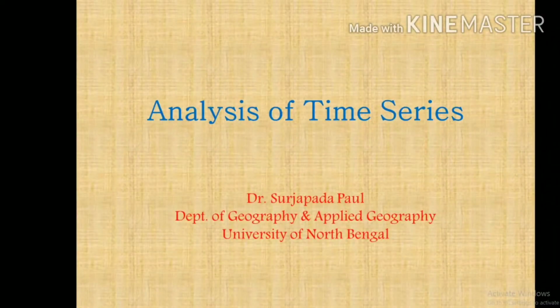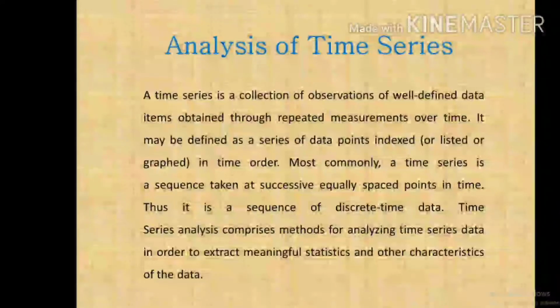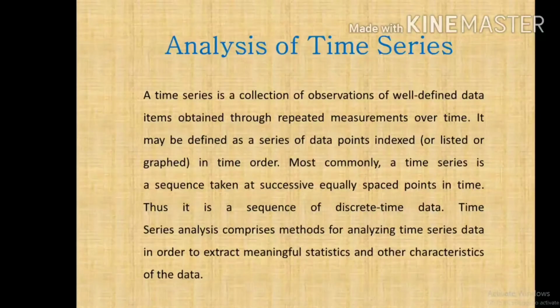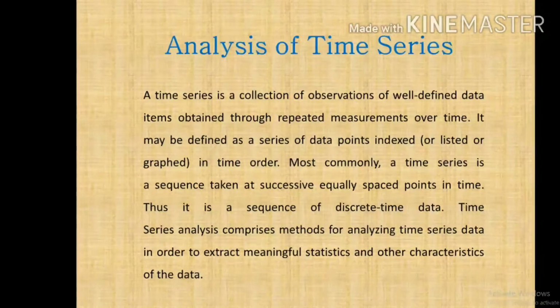In this video, I'll discuss the analysis of time series. A time series is a collection of observations of well-defined data items obtained through repeated measurement over time. It may be defined as a series of data points indexed in time order. Most commonly, a time series is a sequence taken at successive equally spaced points in time. Thus, it is a sequence of discrete time data.